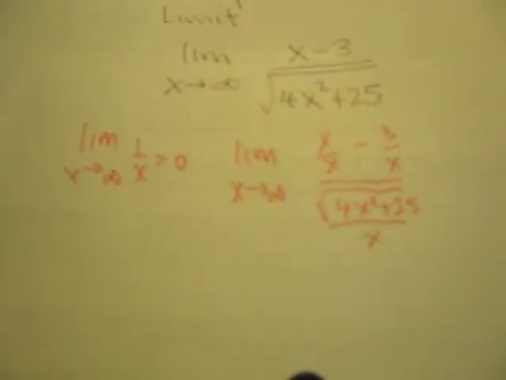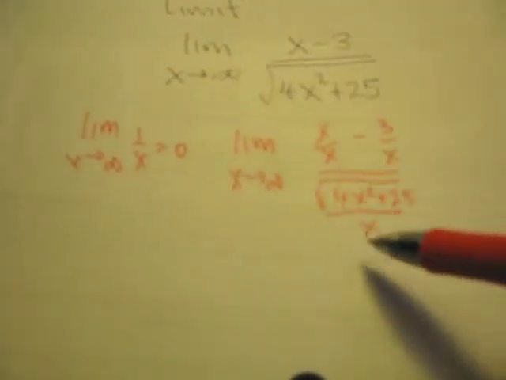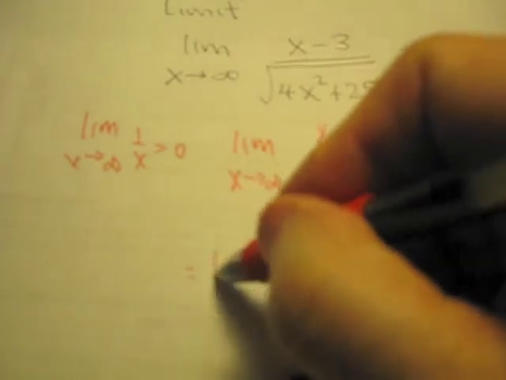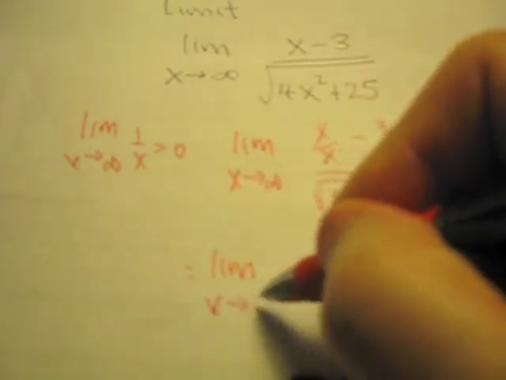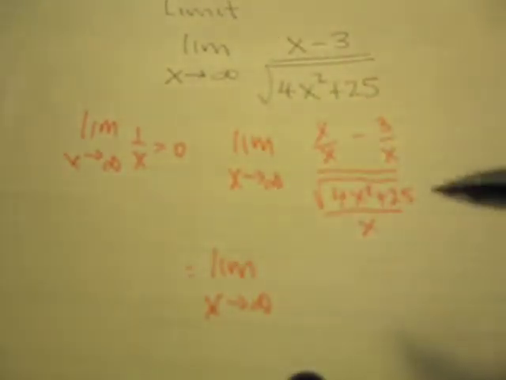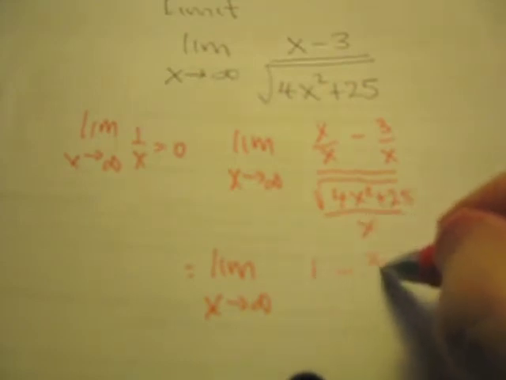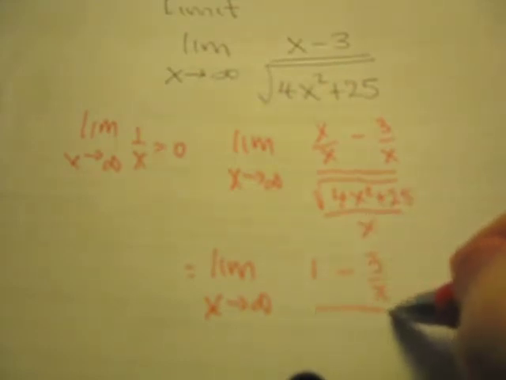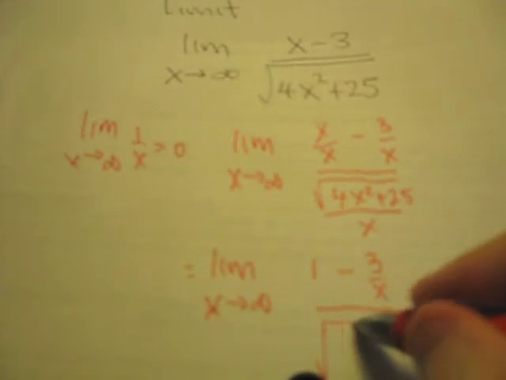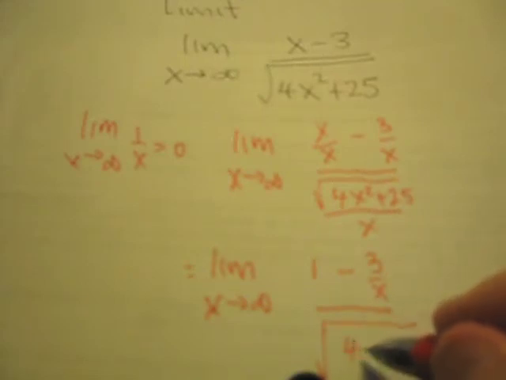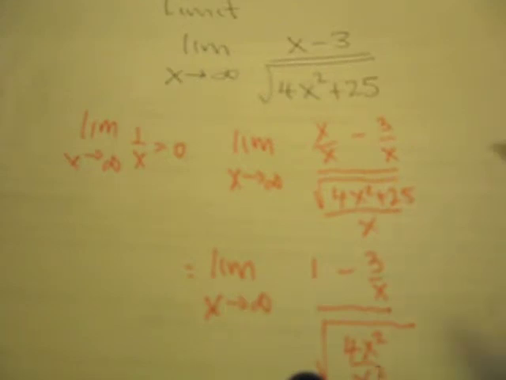Now what I want to do is get this x inside the square root, so this can become the limit as x approaches infinity of 1 minus 3 on x on the top, and if I put all this in the square root sign, this will become 4x squared on x squared, alright, because when the x goes under the square root sign it becomes an x squared, plus 25 over x squared.